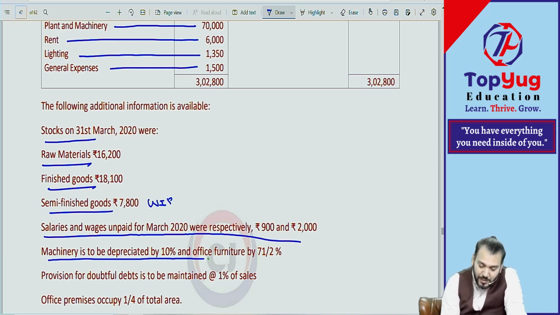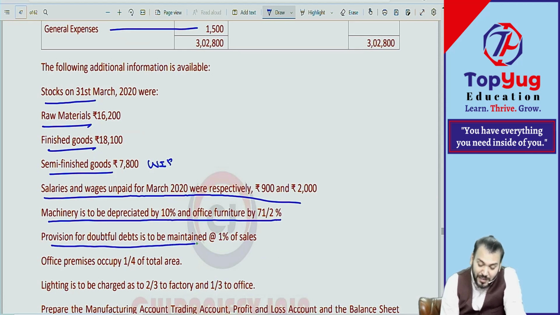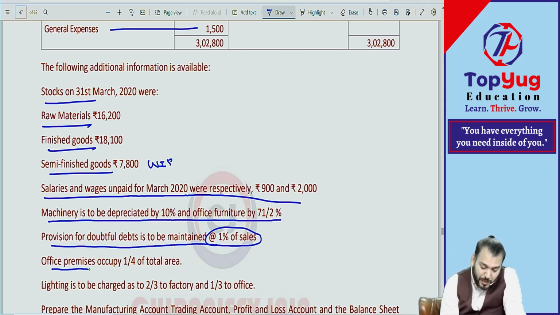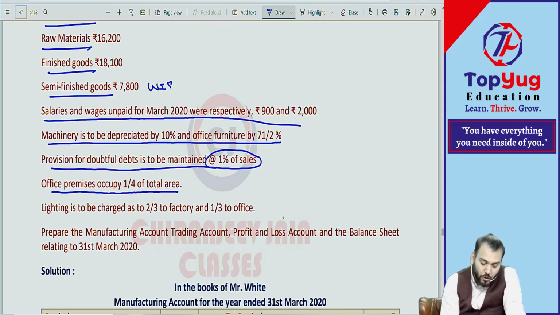Machinery to be depreciated by 10%. Office furniture 7.5%. This is 7.71 by 2, means 7.5%. Provision for doubtful debt is to be maintained at 1% of sale. So that was opening provision given, this becomes closing provision. Correct. Office premises occupy 1/4 of total area. Means whatever rent is given, office is 1/4. So 3/4 is factory. Means some portion will go to manufacturing account, some portion will go to PL account. So lighting to be charged.